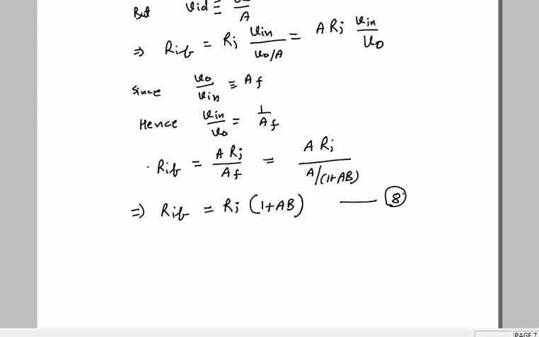Here we can see that the input resistance with feedback is 1 plus AB times the input resistance without feedback. So for a voltage series amplifier with negative feedback, the input resistance is increased, and we got a similar result in the feedback topic for the series shunt amplifier, which was the voltage amplifier. Next we will see the output resistance with feedback.